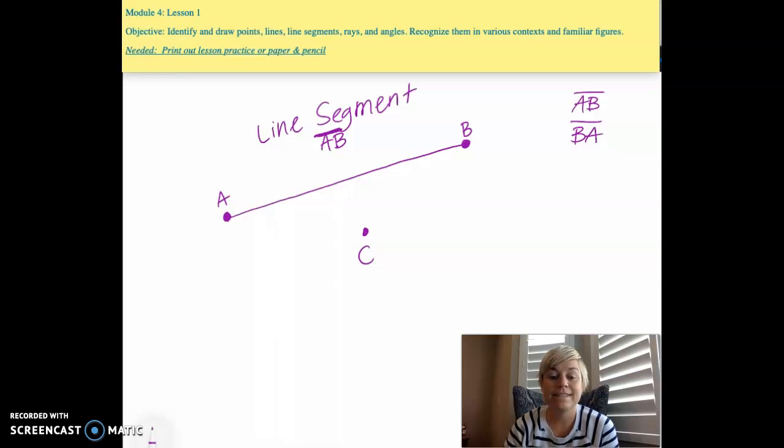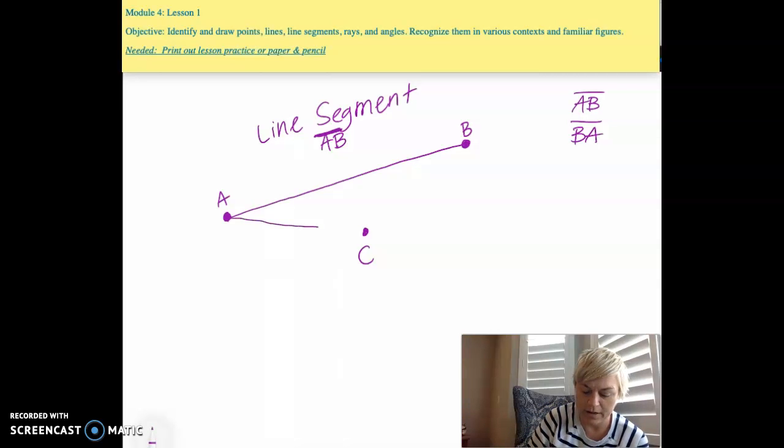We want to make sure that point C is not located anywhere between point A and B. It needs to be separate. And now we're going to do the same thing.